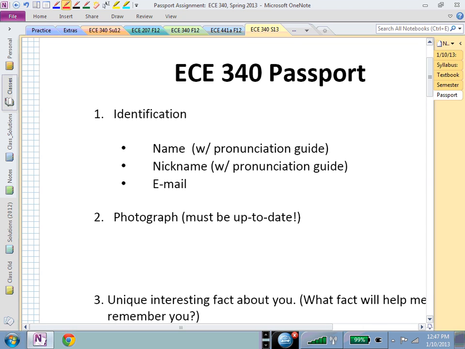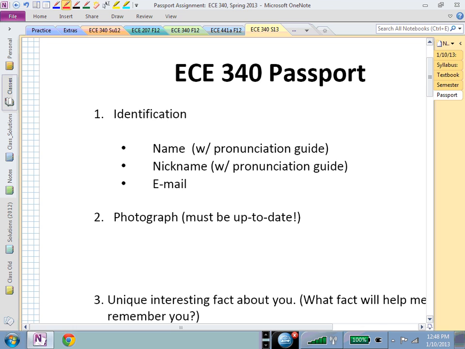It's the passport assignment, so that I can maybe start to put a name with a face. That's the idea. If your name is John Brown, but you go by Sam, Sam would be the nickname that you indicate here. Don't make me try to guess what you are called if you're called something other than your name. And if your name is Jonathan, but you like to be called John, then go ahead and indicate John as your nickname.